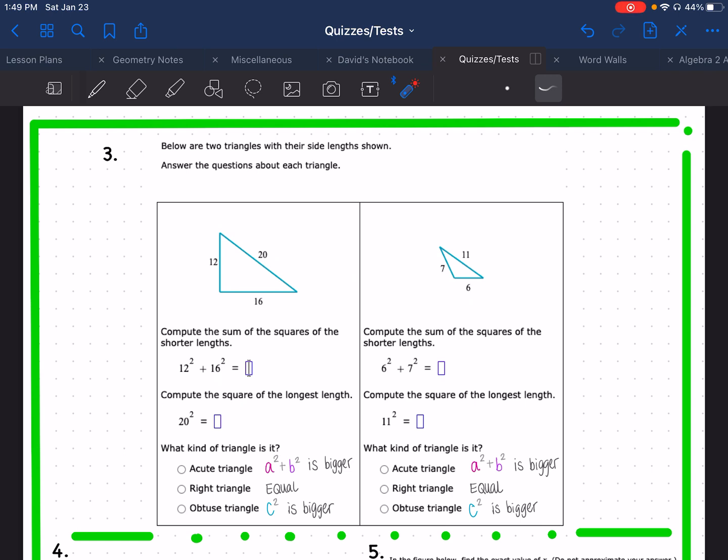And of course, if you have the calculator with the capability, you could go ahead and place that all in at once. That's what I did. But you could also do 12 times 12 and then 16 times 16 and add those two numbers together. Then they want you to compute the square of the longest leg. So they want you to do this, 20 squared.